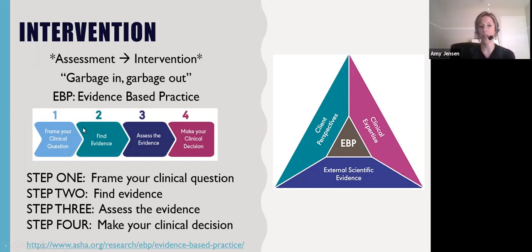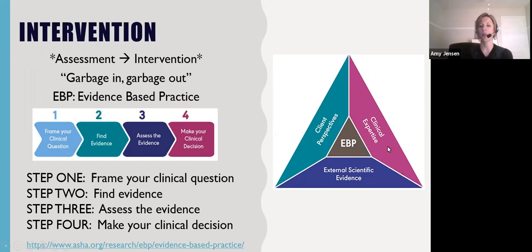Next step is find the evidence for that. Do a lot of research. Gather all the relevant evidence to what you're looking for. Third, assess that evidence. Is it quality? Is it good quality research? Does it meet those standards for good quality research that you're going to learn lots and lots about in your program? Also, is it relevant to the particular child you're working with? Same socioeconomic factors, etc. Like, will those results apply to this child that you're working with? And then last of all, you're able to make your clinical decision based on all of this.